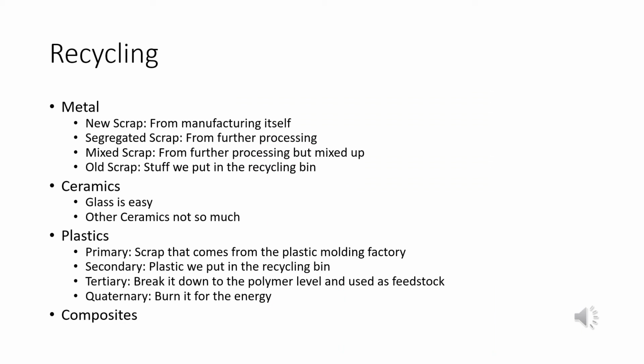So let's talk a bit about recycling. Metal, that's pretty straightforward. When you're melting the metal itself, you can actually pull out some new scrap. This is stuff that comes directly from the factory that makes the metal. Segregated scrap, that's where if you take it to a factory, let's say they're working with brass, and they keep all the brass chips after they turn it somehow. That's segregated scrap. It's strictly brass. Let's say you send it to a factory and they mix the brass up with a little bit of aluminum, some steel. That's mixed scrap. And then the old scrap, that's the stuff we put in the recycling bin. The tin cans, the beer cans, all that type of stuff.